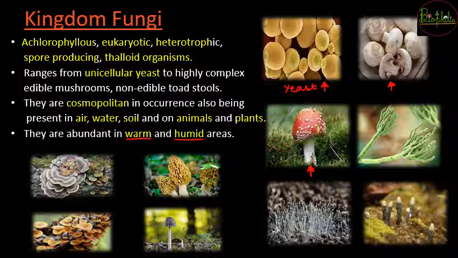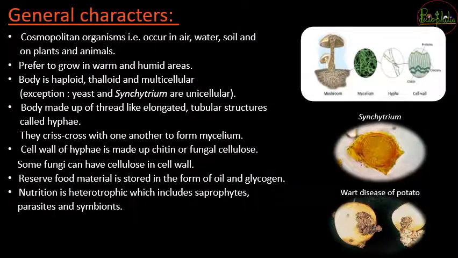So let's get deeper into the study of fungi by learning more about them. So here we have some general characters that you need to know for kingdom fungi members. So fungi जो होते हैं, just now we discussed, they are going to be cosmopolitan organisms present everywhere, occurring in air, water, soil and plants and animals as well. So उनका favorite spot कहाँ पे है? They like the favorite spot that is warm and humid areas. That is their favorite place to live in.